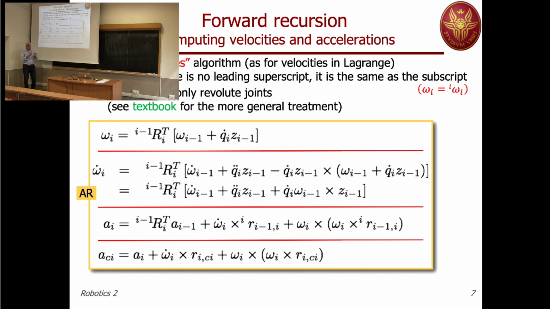So we do the distribution of the differentiation. So first, we don't take the derivative of the rotation matrix. So inside we have these two terms. So we have omega_{i-1} dot, and then here the acceleration q_i double dot times z_{i-1}.